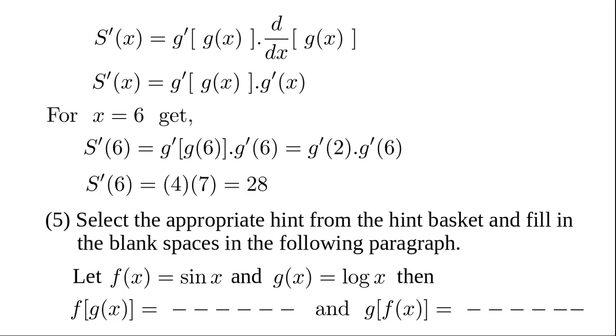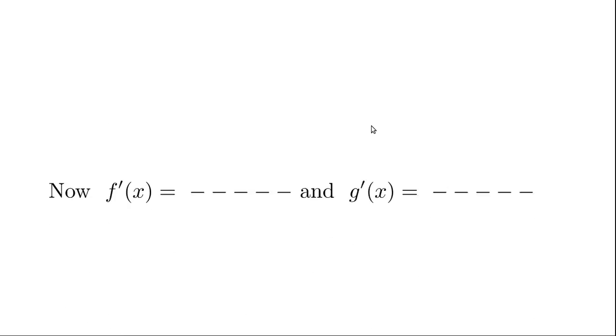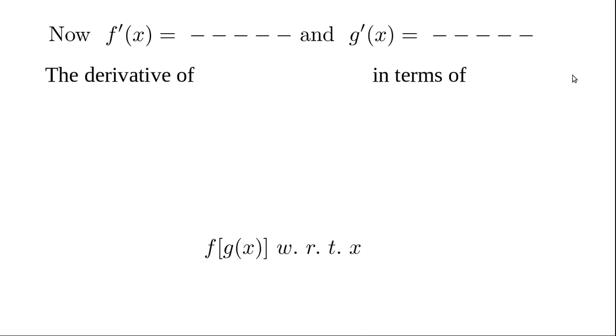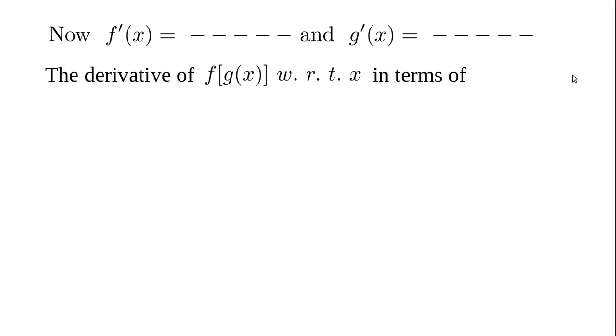And next is a paragraph problem, where this paragraph has some blank spaces in between. We have to fill in those blank spaces by using the hint basket given at the end of the problem. So what you are given is f of x equal to sin x, g of x equal to log x, and you are asked to express f of g of x and g of f of x, and to find f dash of x and g dash of x, the derivative of f of g of x with respect to x in terms of f and g. This blank is to be filled out.